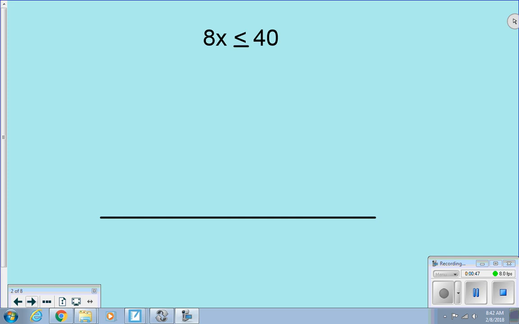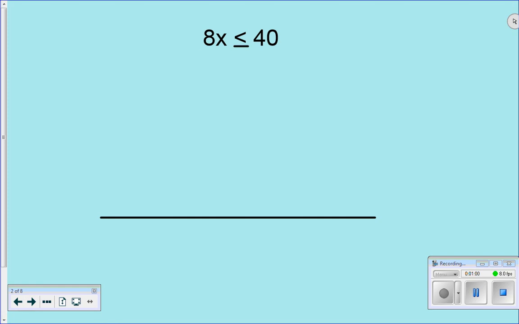Exactly the same. So if I have 8x, what am I going to do to get rid of that 8 here? Divide, right? And like I said, if I do it to one side, I have to do it to the other. So let's do that. So x is less than or equal to 5. So what are some things that x could be? Could be 5, 4, 3, 2, 1, 0, and everything below, right?